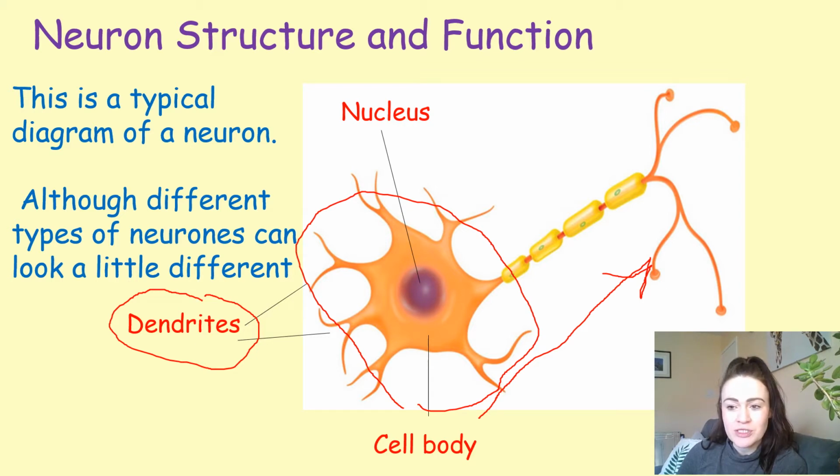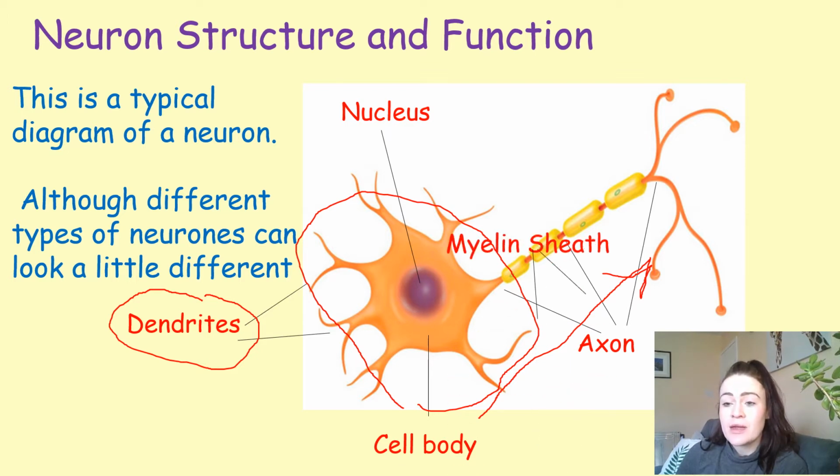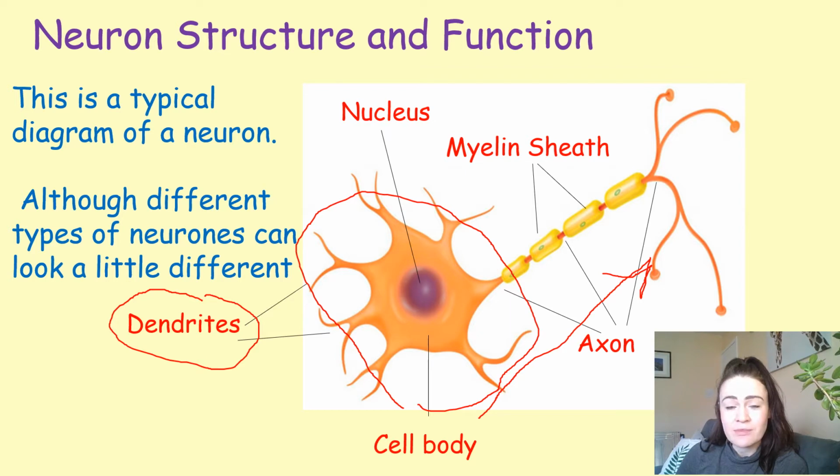So we've got cell body, we've got nucleus, and then we've got this long extension of the nerve cell, which is the axon. And it's the nerve impulse that actually travels down the axon. Okay. Now the axon is surrounded by something called a myelin sheath. And the myelin sheath's main job here is to insulate the axon. So basically it speeds up the impulse that travels down the axon.